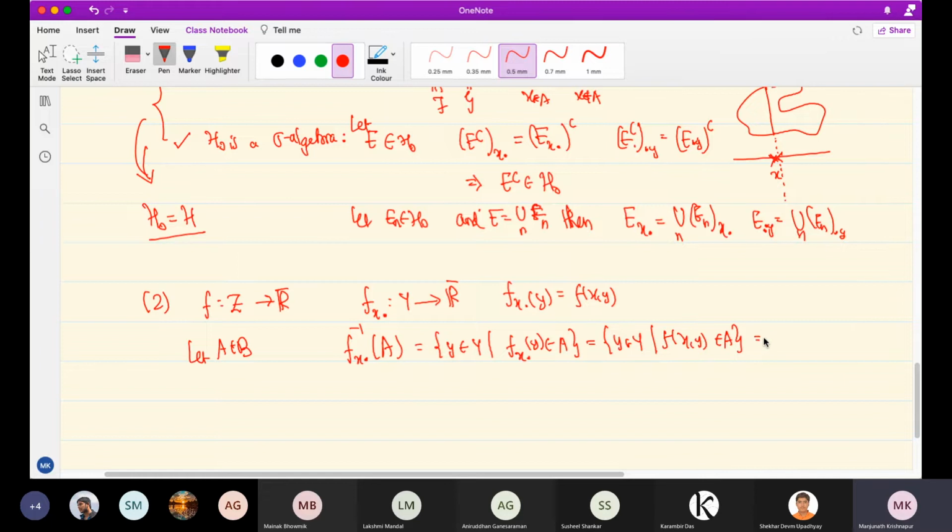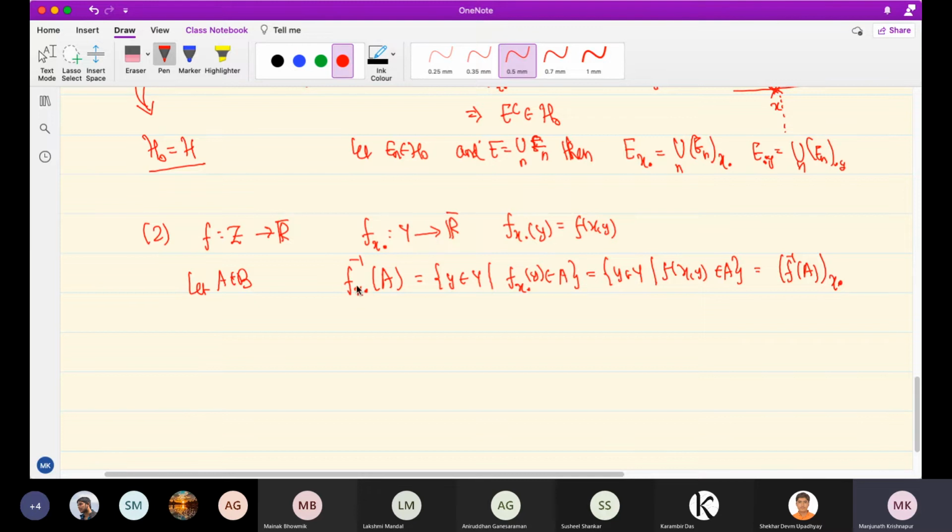Okay, so is it clear that it is the same as if I look at f inverse of A? F inverse of A is all those (x,y) such that f(x,y) belongs to A, but I only take the y coordinate where I fix the x coordinate. So it is the section of this. The inverse images of the section of the function are just the sections of the inverse images of the original function.